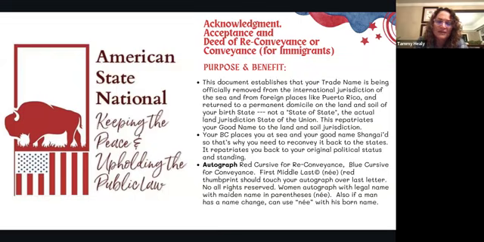And you autograph this document in red cursive for reconveyance, blue cursive for conveyance. And you'll do it first, middle, last with your copyright and your maiden name, if you're married, with a red thumbprint, and it should touch your autograph over the last letter. This one you don't put all rights reserved. Women are autographing with your legal name with maiden name in parentheses. Also, if a man has a name change, he can use née with his born name.